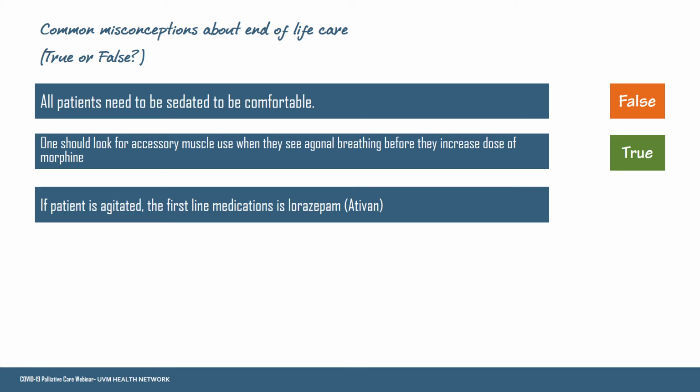Next statement. If a patient is agitated, the first line medication is lorazepam or Ativan. False. As we mentioned earlier in the module, a common misconception is that Ativan is a first-line response to agitation. Unfortunately, studies have shown that Ativan and other benzodiazepines, in fact, increase agitation. Haloperidol is the first-line agent recommended for agitation, while Ativan, or lorazepam, is good for anxiety.